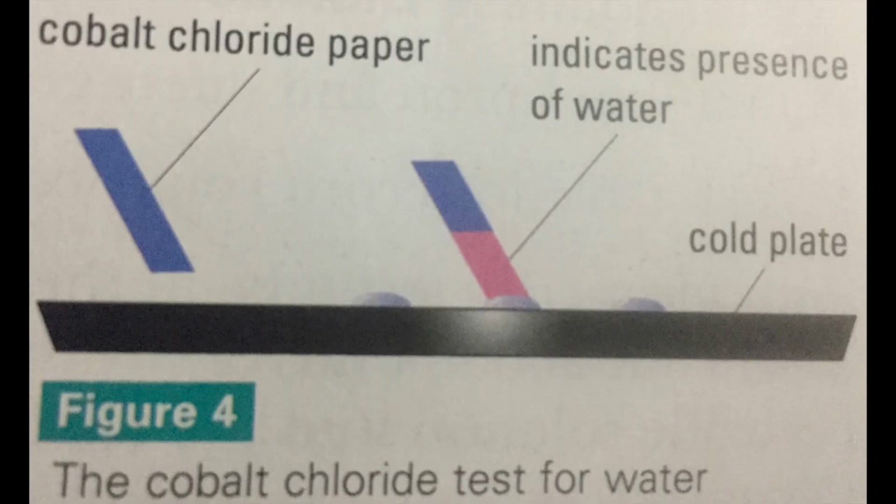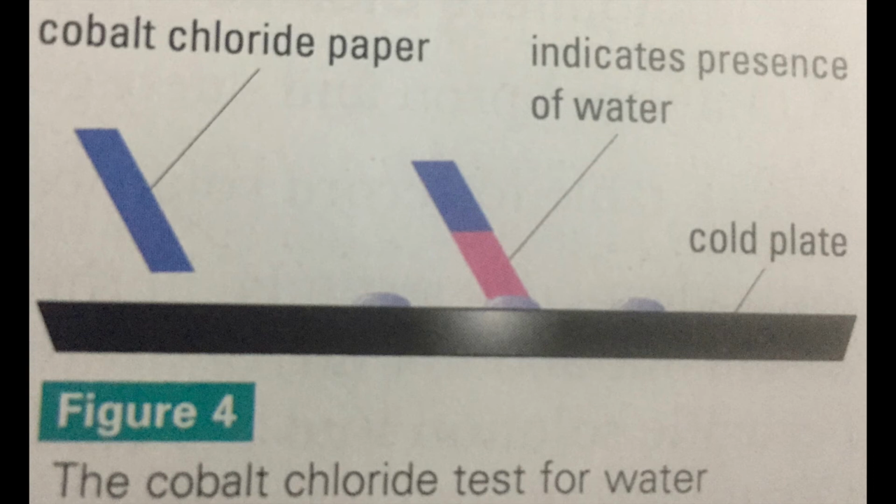Water vapor, the cobalt chloride test. Water is a liquid at room temperature, but many chemical reactions produce water vapor as a product. When water vapor touches a cold surface, it condenses to liquid water. To test for the presence of water, use the following test. Figure 4, the cobalt chloride test. Cobalt chloride paper indicates the presence of water when it turns pink.